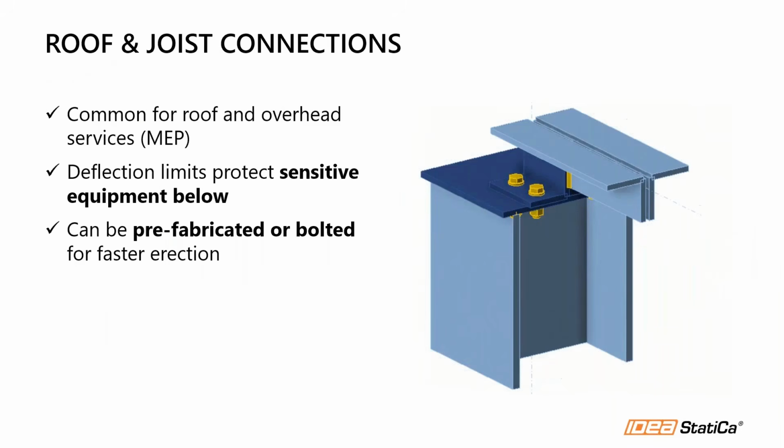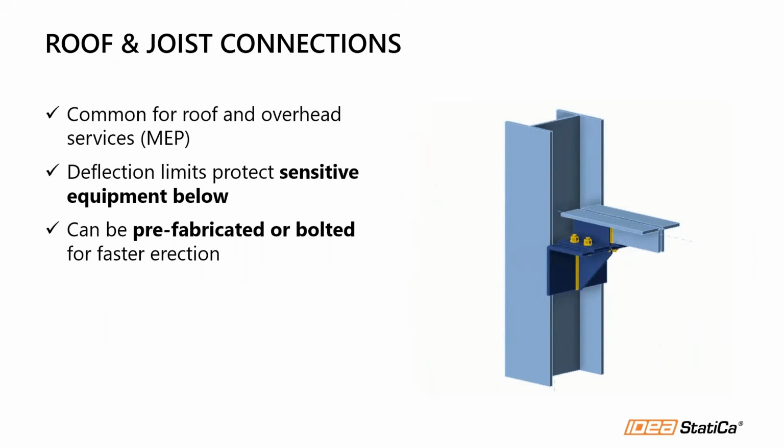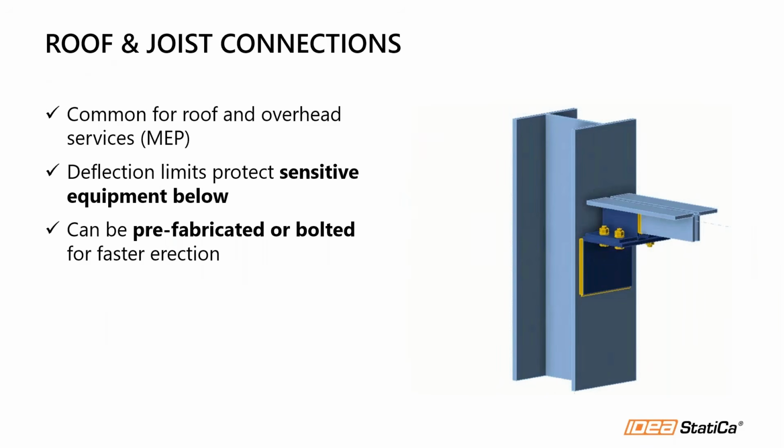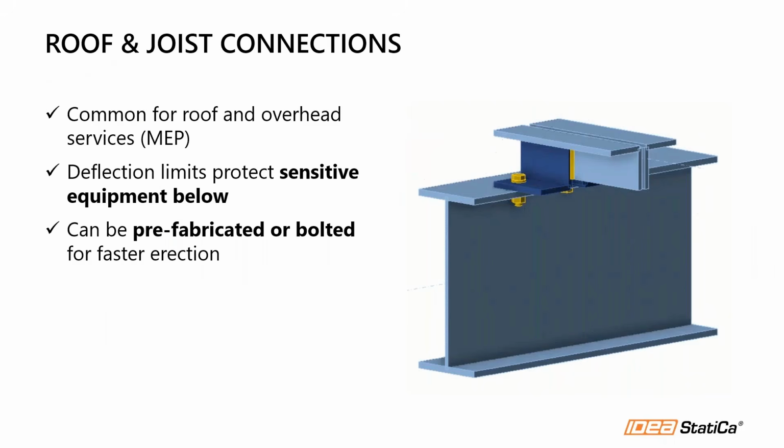And last but not least, often overlooked, but also just as important, are the roof and joist connections. These are used extensively for not only the roof support, but also supporting ductwork, cable trays, piping, and mechanical equipment that are all seen in data centers. Although often repeated across large roof areas and service corridors to help with those large span designs and protect the sensitive equipment that is housed in there.